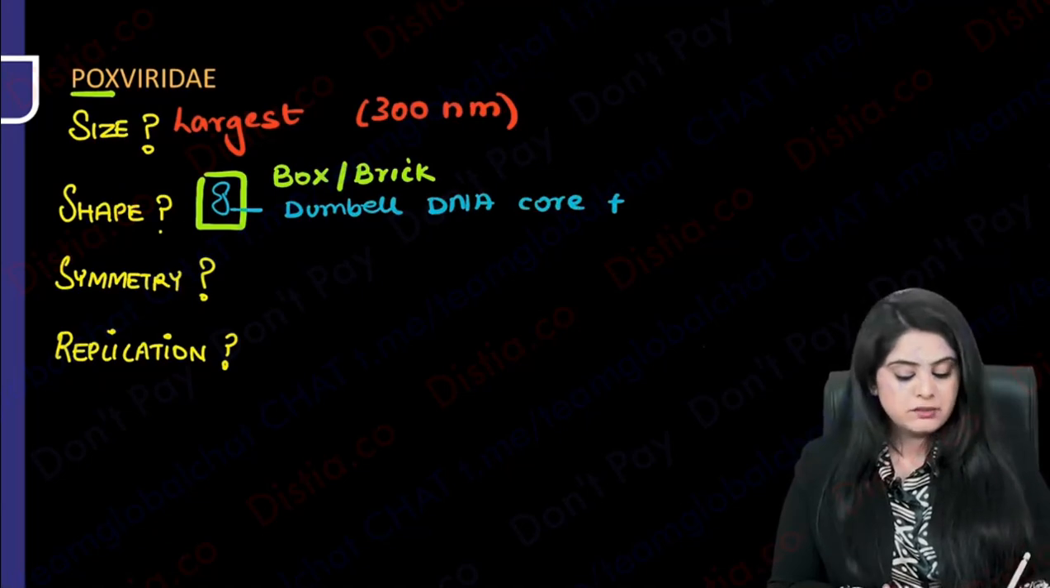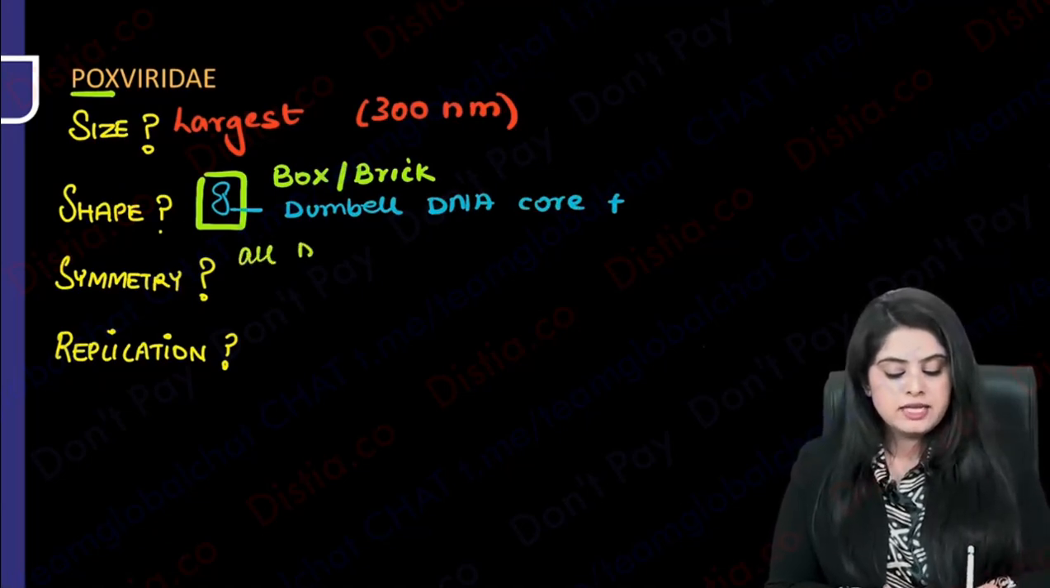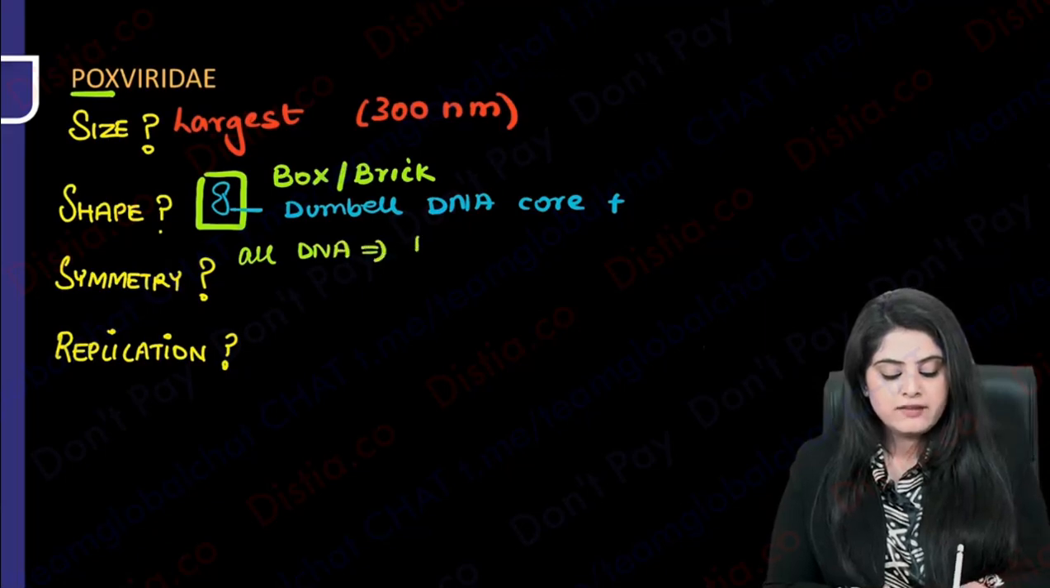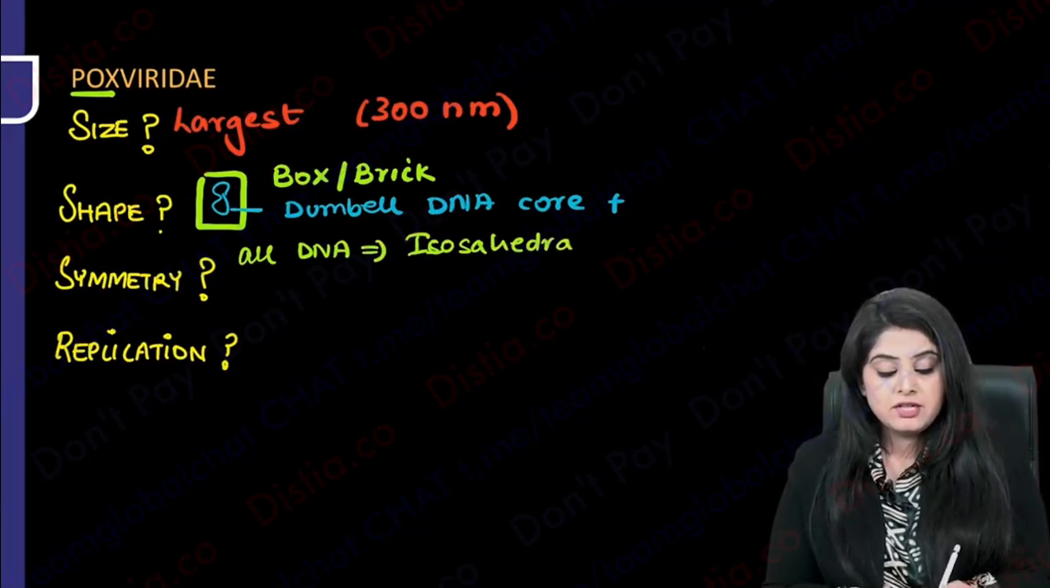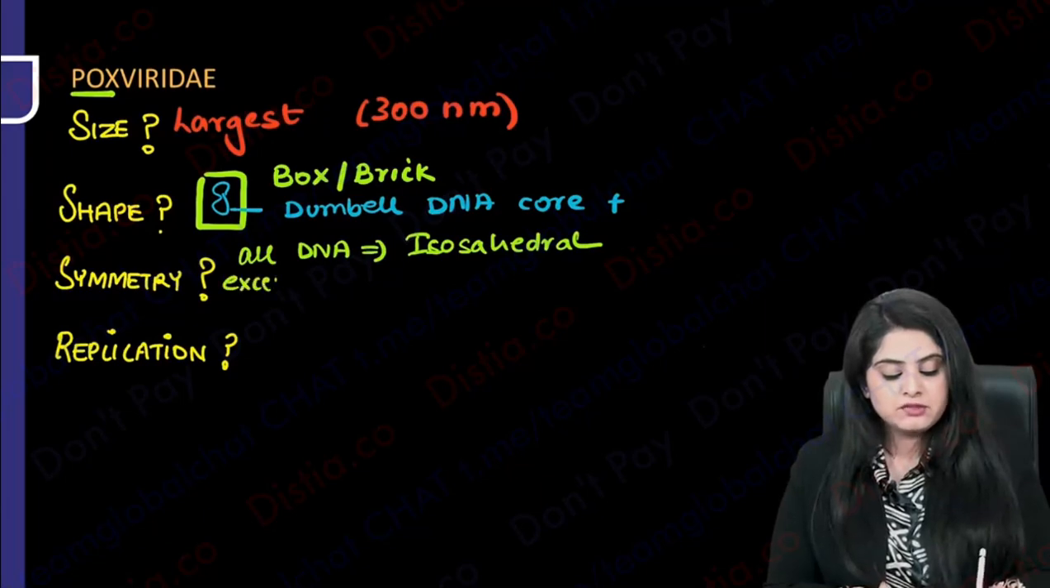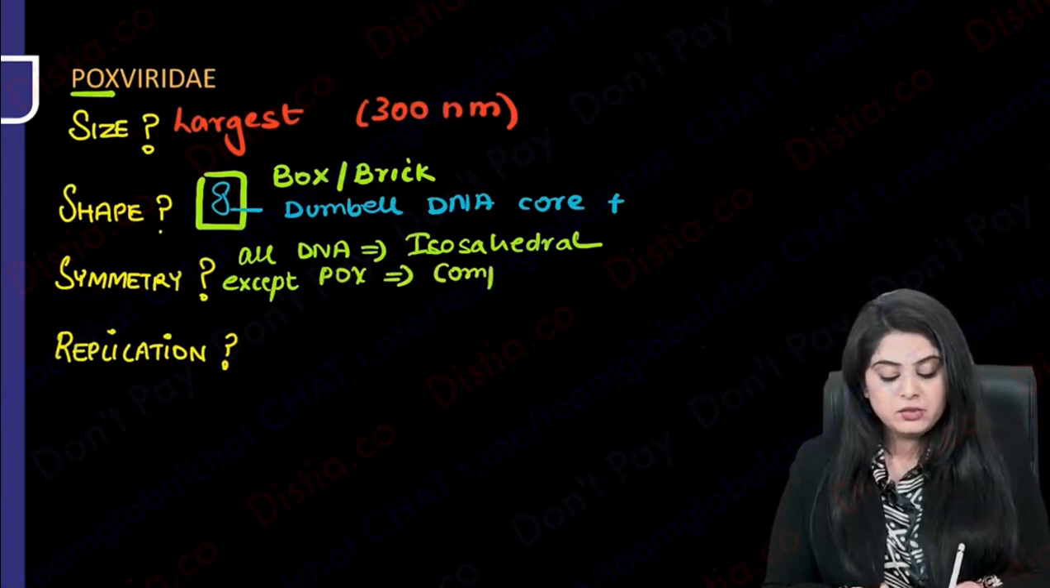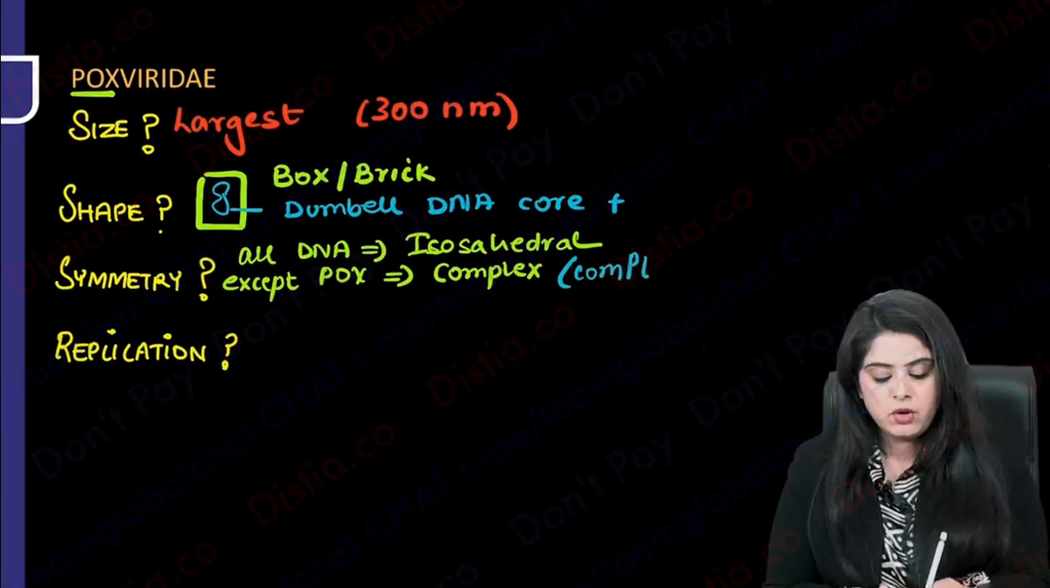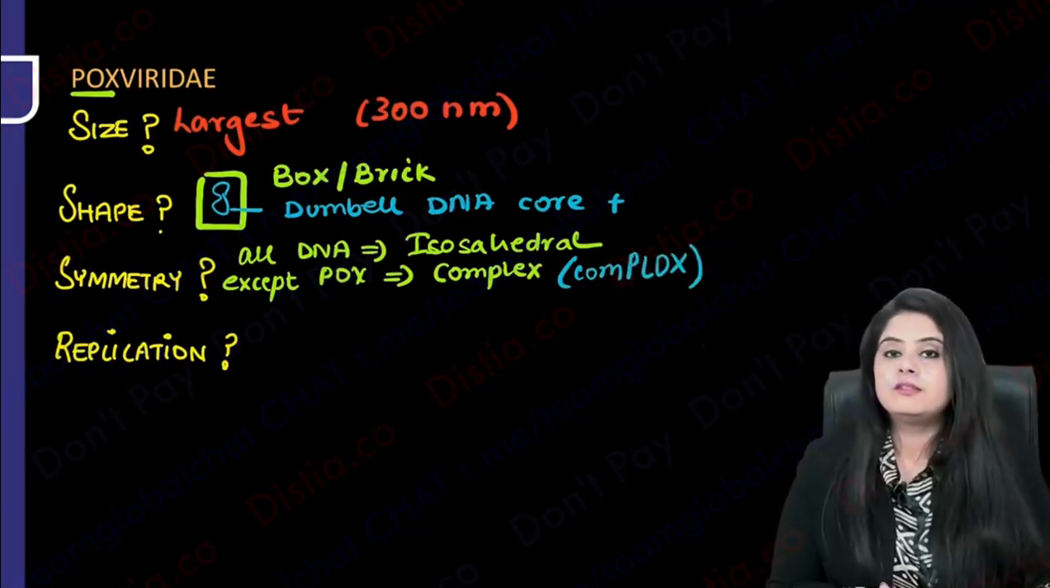Okay, what about its symmetry? I told you all the DNA viruses are going to have an icosahedral symmetry, isn't it? But remember, we had studied one mnemonic: everything is icosahedral except pox virus, because pox was complex. This means it was having a complex symmetry. What is your mnemonic? Pox is complex. So it's going to have a complex symmetry.